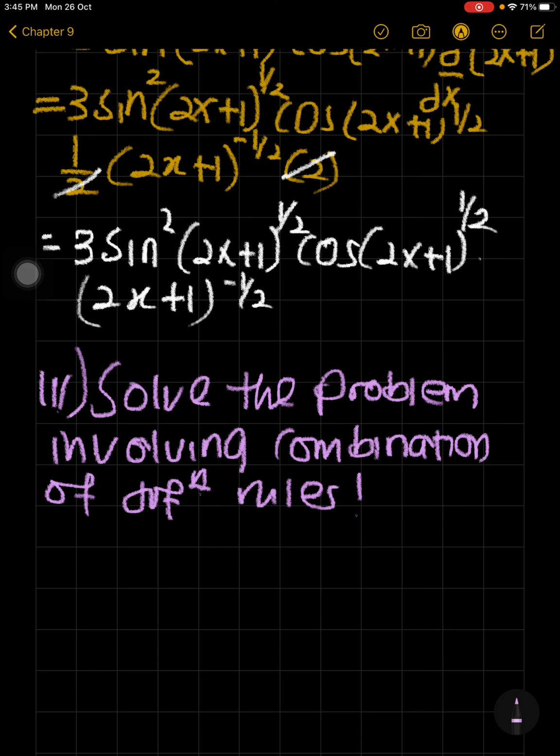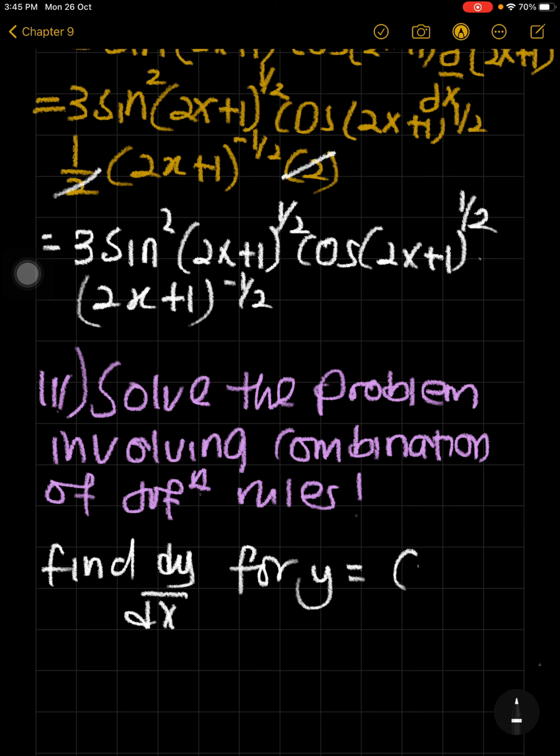Different rule. Maksudnya trigo campur dengan yang biasa, trigo campur ln ke, trigo campur exponential ke, trigo campur benda yang biasa, tu adalah combination. Okay, contohlah combination yang dia nak cakap ni. Okay, contoh satu soalan. Okay, find dy dx for y is equal to (x plus 1) kuasa 2x.